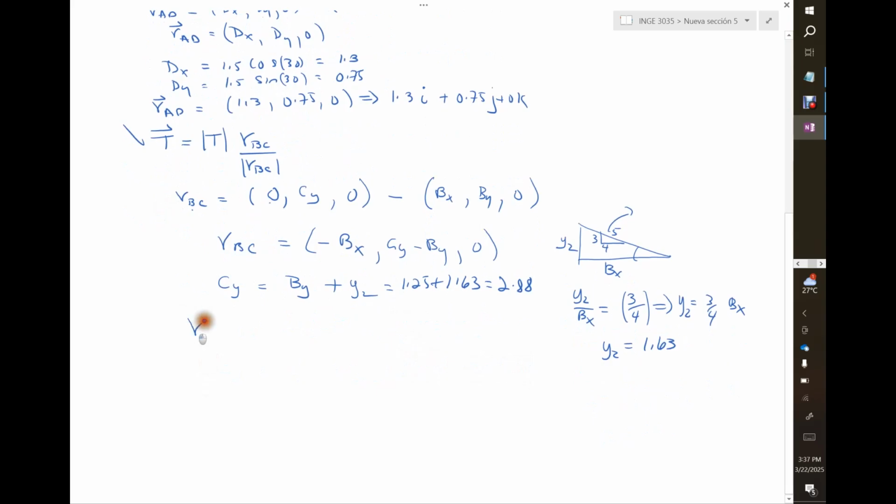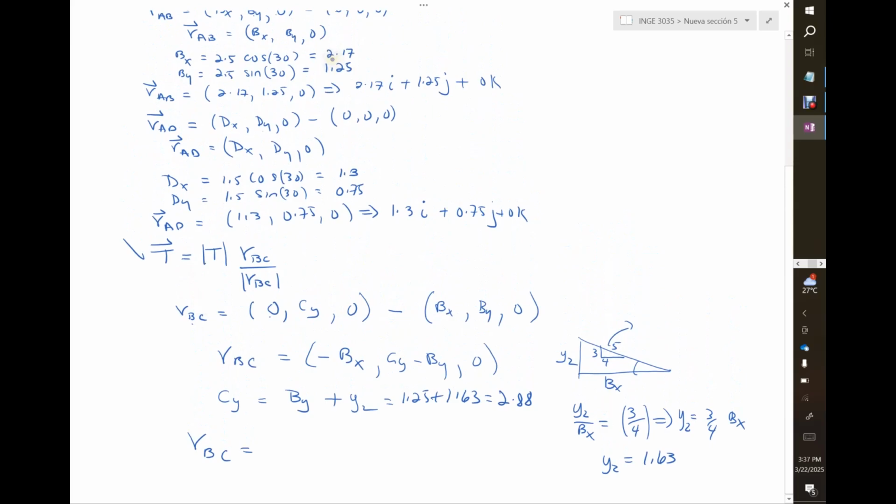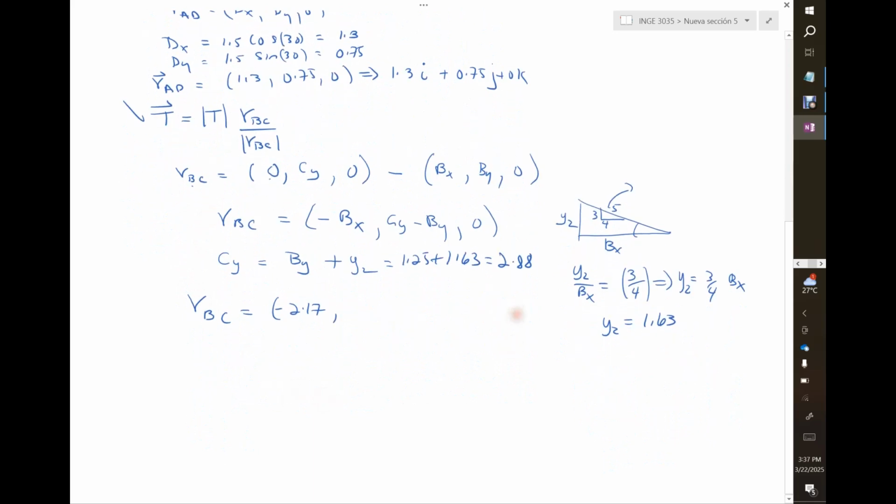Now RBC finally is Bx, and Bx we got here somewhere. It's minus 2.17, and then we have Cy minus By. That's y2 again. So that's 1.63 positive, and now this is 0. That's the k position. So we got that.